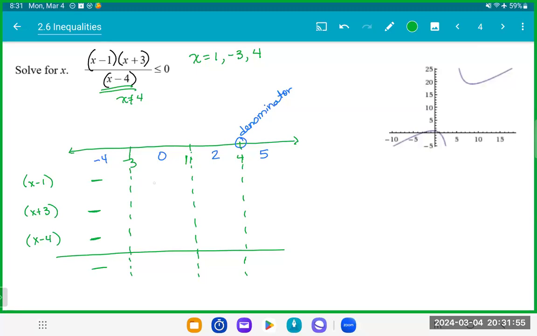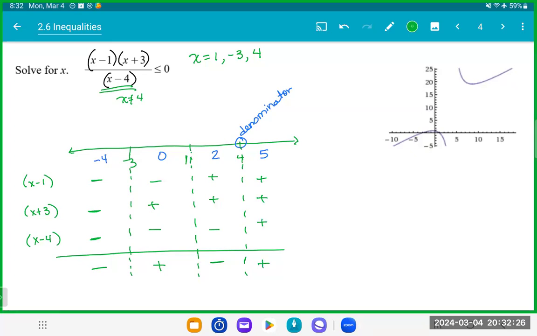When we plug in the 0, we get negative, we get a positive, we get a negative. So here we have negative times negative is a positive. Now when we plug in the 2, we get positive, positive, negative. So this will be a negative because positive times negative is negative. When we plug the 5 in, we get positive, positive, positive. So all of those will be positive.